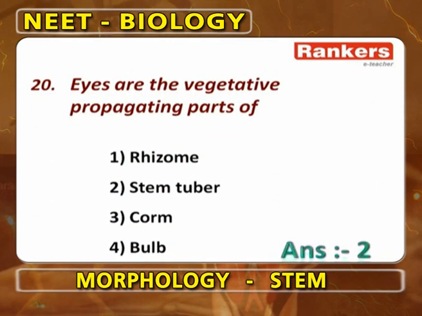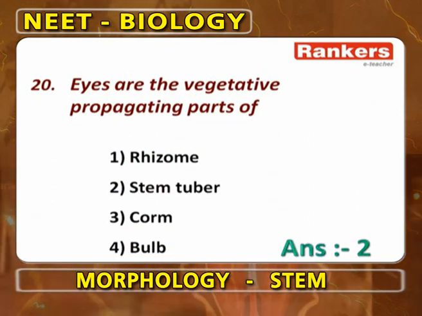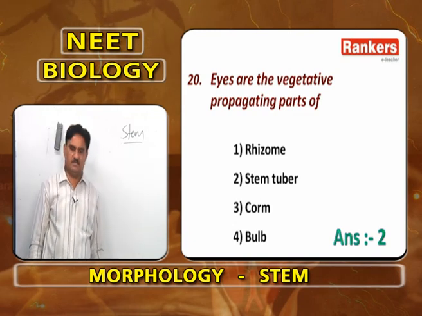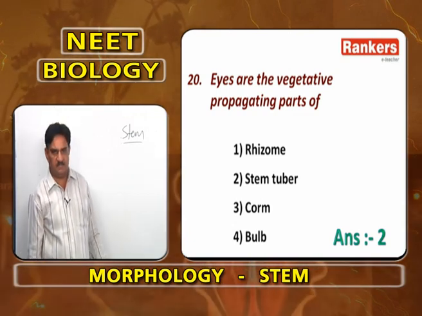Next, eyes are the vegetative propagating structures in stem tuber. In rhizome you do not find eyes, in culm you do not find eyes, and in bulb you do not find eyes. You find them only on stem tuber, and this is potato which helps in vegetative propagation. So, these are some of the important questions regarding stem.